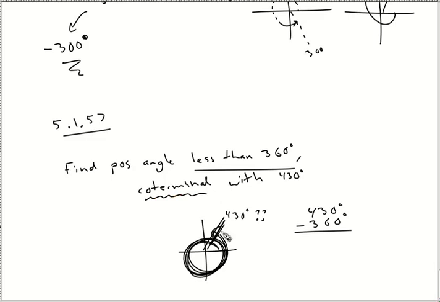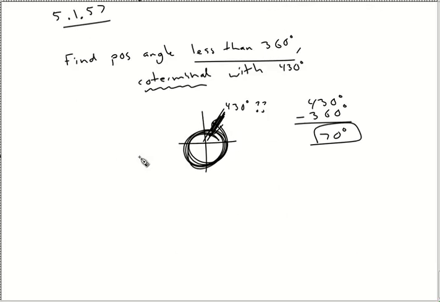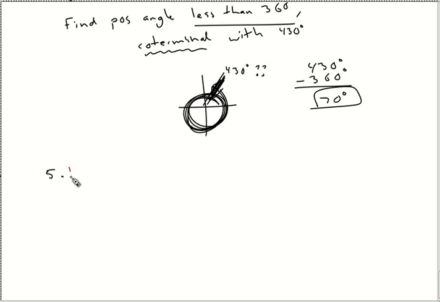Coterminal means it looks like the same answer in the end. So I'm going to subtract those, and I got 70 degrees out of it, which, yes, indeed, looks just like that. So there you go. That's your answer, 70. So the idea with coterminal is that you're going to keep adding or subtracting 360 until you get an answer that makes sense.